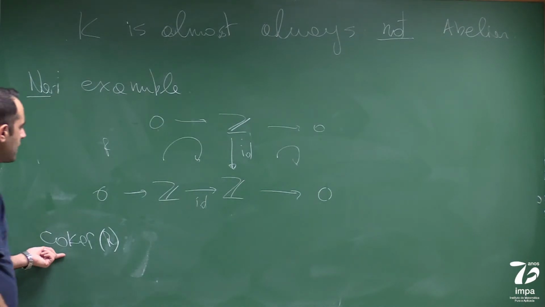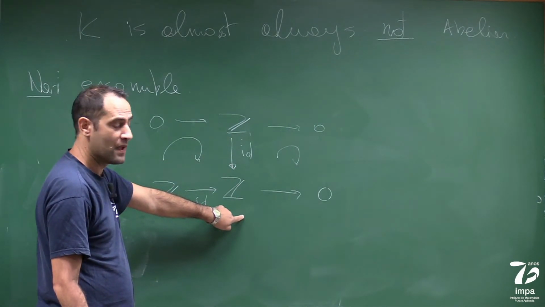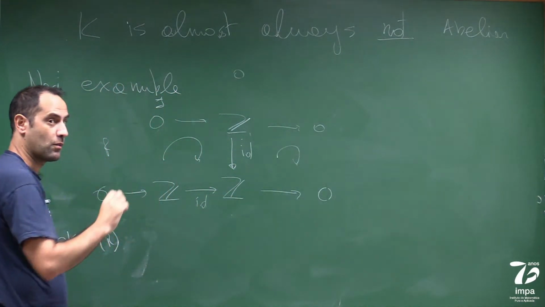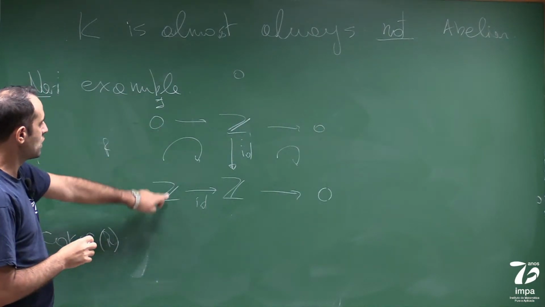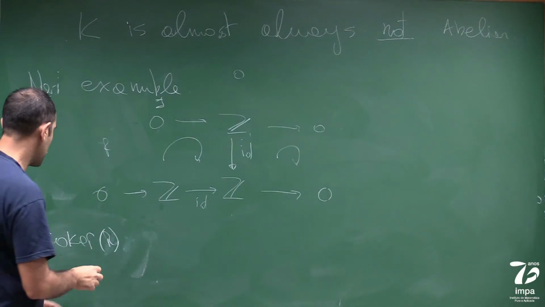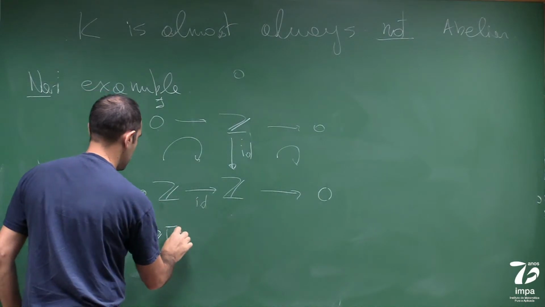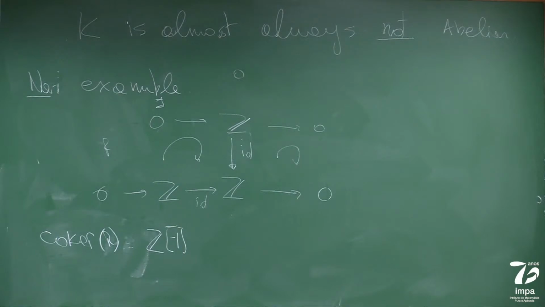So the co-kernel of this guy, well, in here I have this modulo the image, which is everything. So I have nothing. And let's put degrees. Let's say that this is in degree 0, this is in degree 1, because these are homology complexes. So this modulo this, I still have the whole of Z. So the co-kernel of this looks like Z put in degree 1. Okay? So that's that co-kernel. And the differential of that thing is 0. So it's non-trivial.